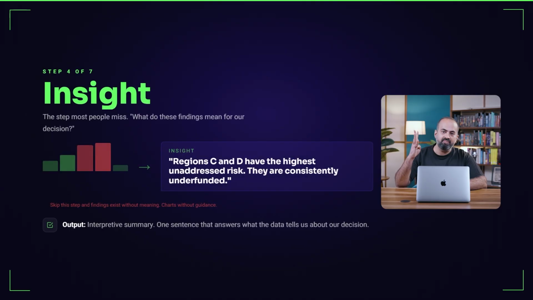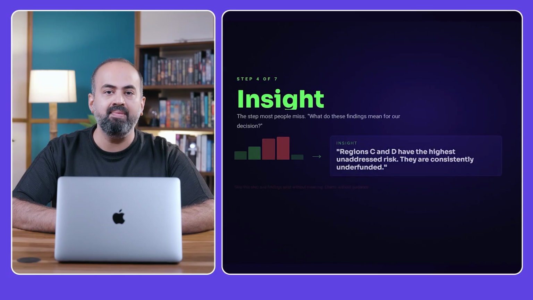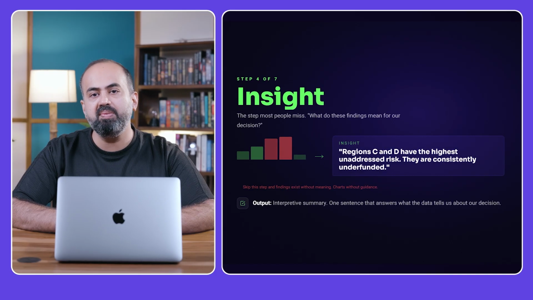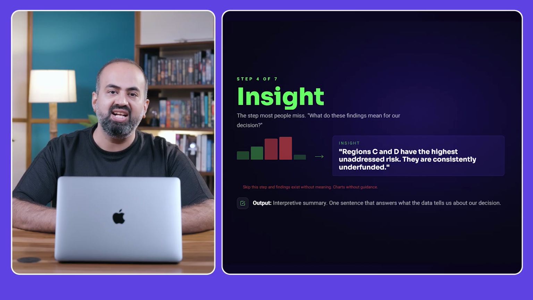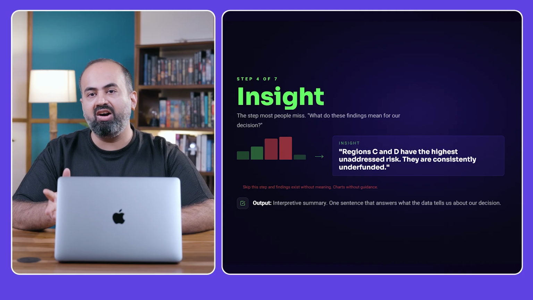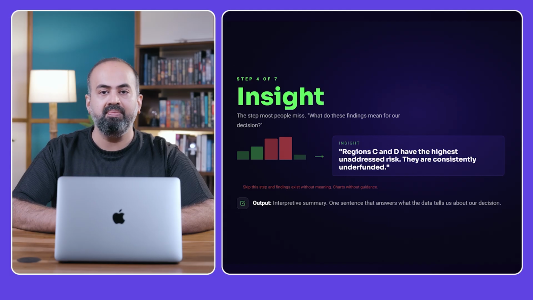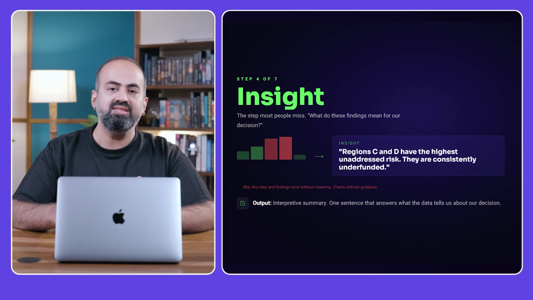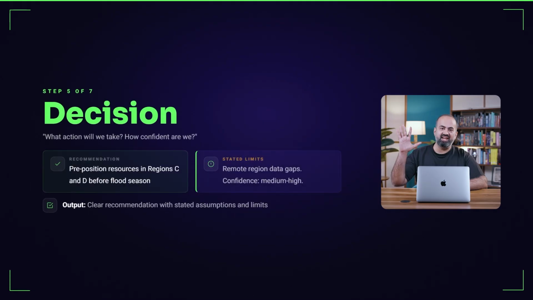And Step 4. Insight. An important step, which most people miss out on. Analysis tells you what the data shows. Insight tells you what it means for your specific decision. The key output you get is an interpretive summary, a sentence that answers, what does this data tell us about our decision problem?